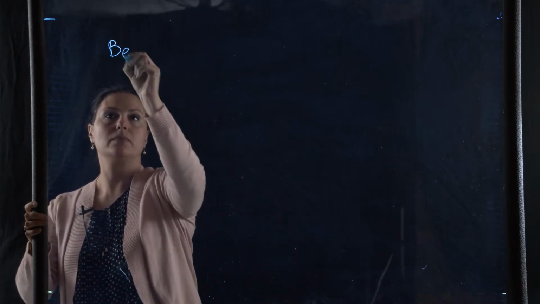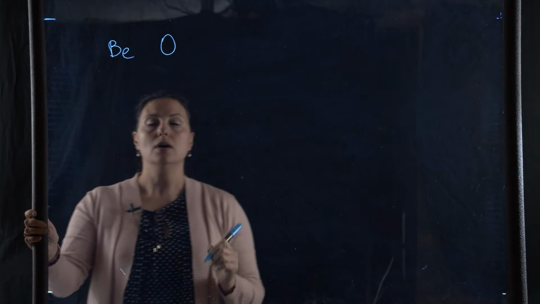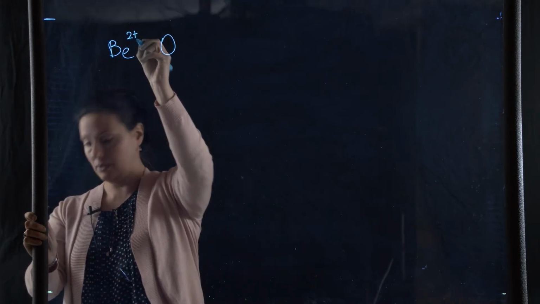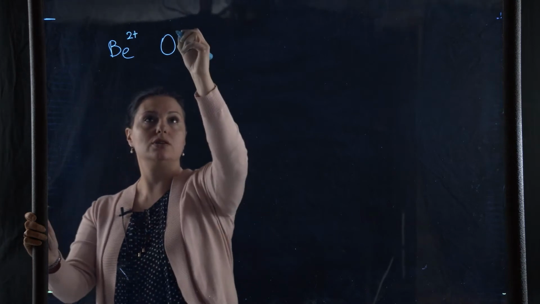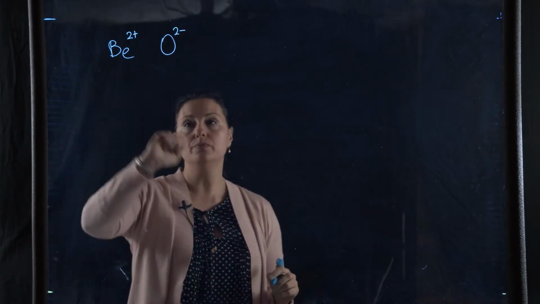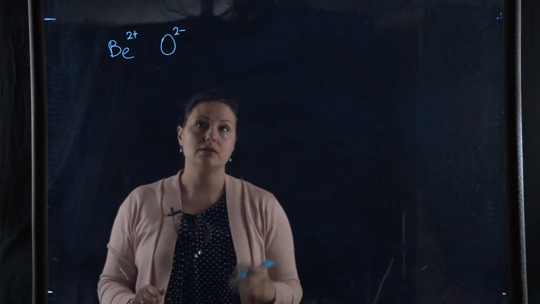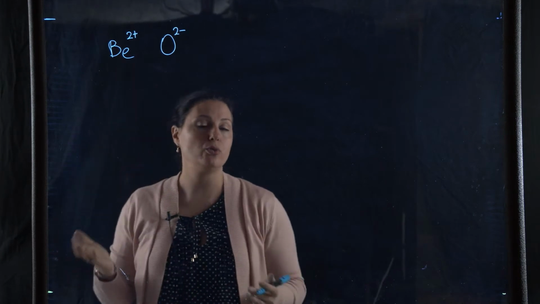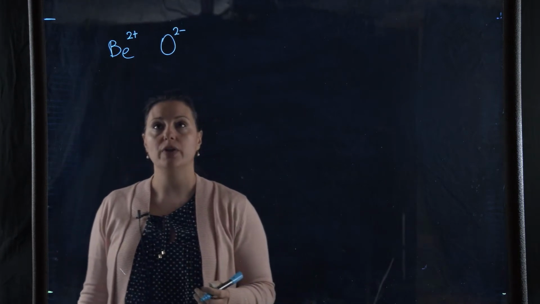Okay, let us look at how to write ionic formulas for these ions. I have beryllium and oxygen. Beryllium is a 2+, and oxygen is a 2-. Beryllium is group 2, and oxygen is group 6. Group 6 will always form a 2-. Beryllium, the group 2, will always have a 2+ charge.